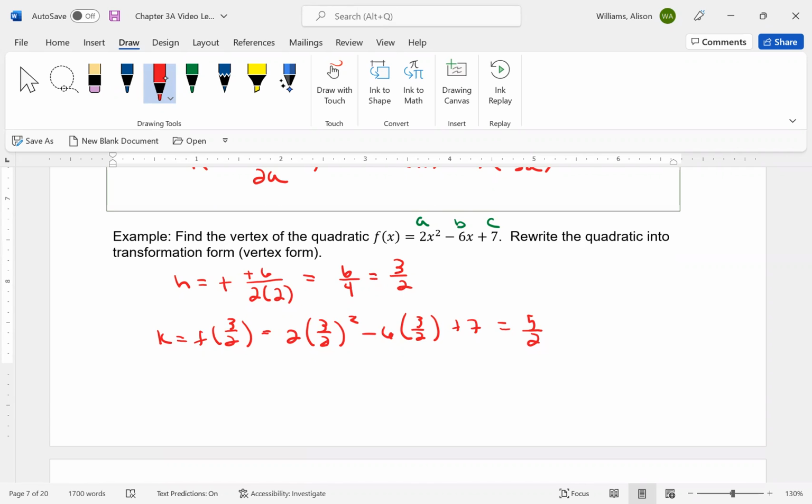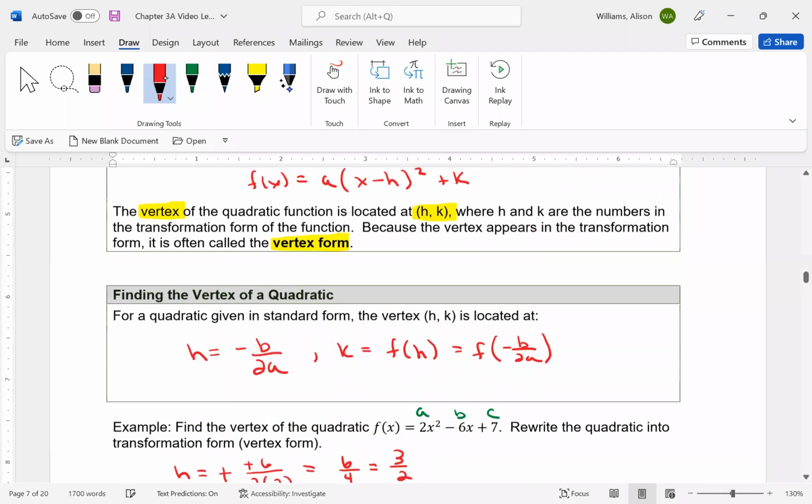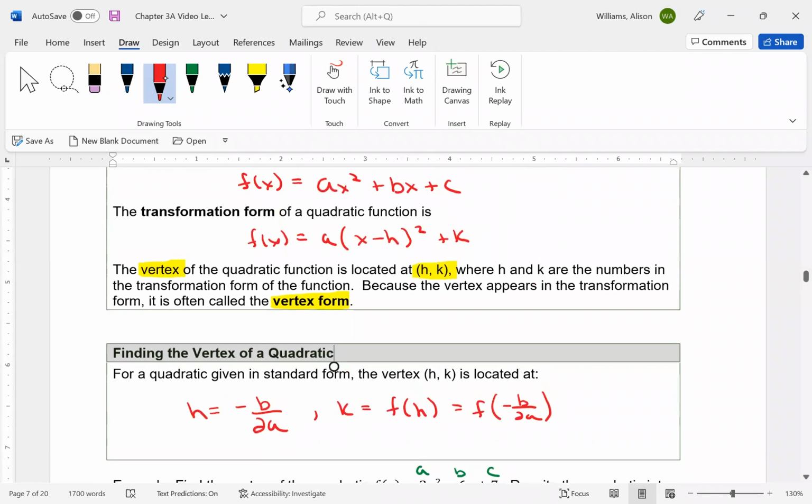This quadratic then in vertex form would be written as f of x equals 2, so the same a value, times x minus 3/2 squared plus 5/2. And notice it's a minus because the formula is a minus, see, minus h.